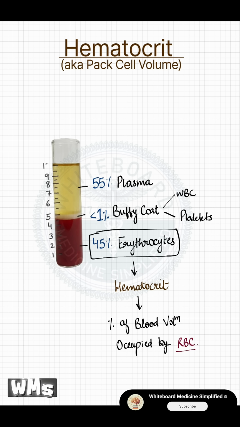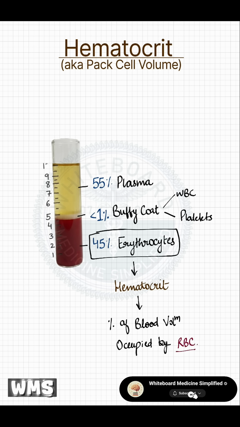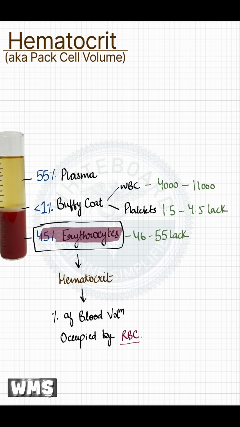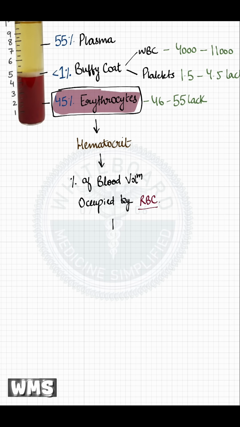In other words, it tells us how much of your blood is made up of RBCs. As leukocytes are hardly 4,000 to 11,000 and platelets are 1.5 to 4.5 lakh, and on the other hand erythrocytes are 46 to 55 lakhs, the major portion of packed cell volume is of RBCs. So hematocrit is affected because of RBCs. The more the RBCs, the higher the hematocrit, and the fewer the RBCs, the lower the hematocrit.